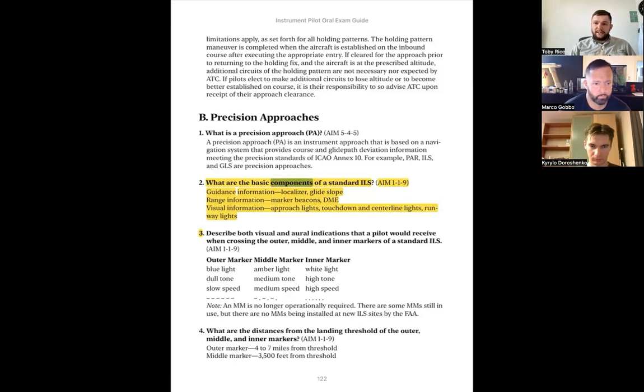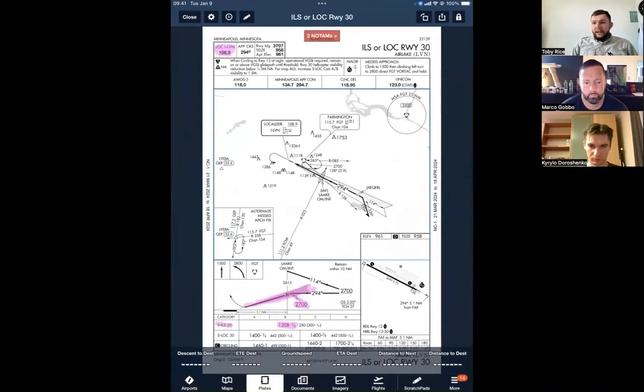Now, not every ILS has exactly each identical component, and not every localizer. Some have extras, right? Some have fancier lights than others. But these are the basic components. So a localizer approach misses some of those components, which makes them completely different.